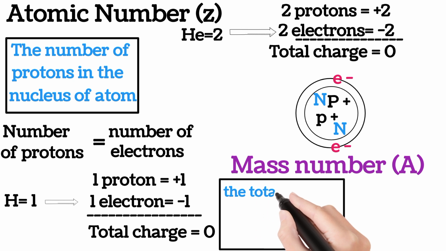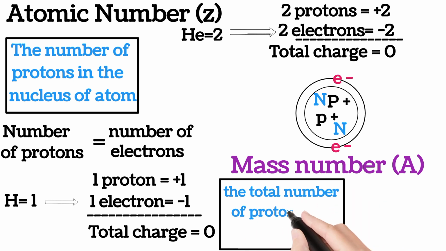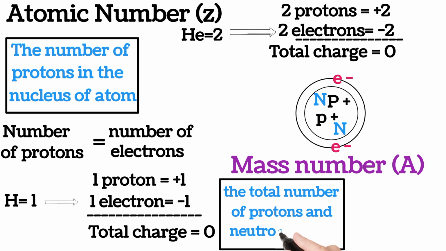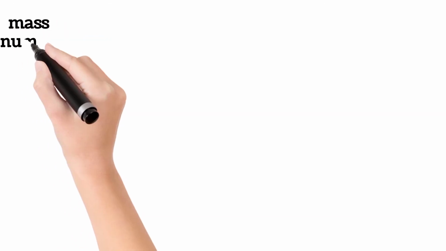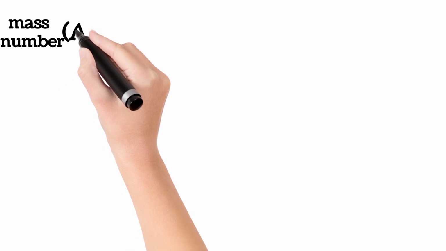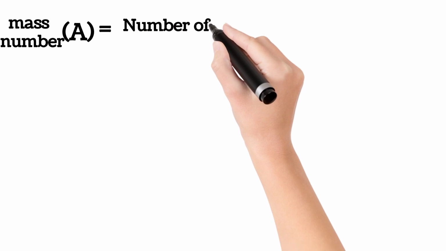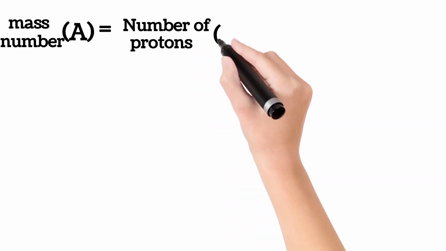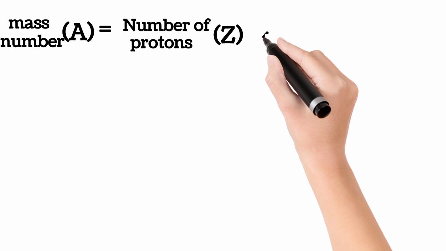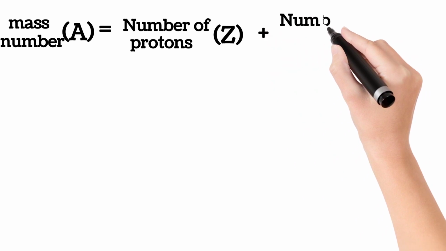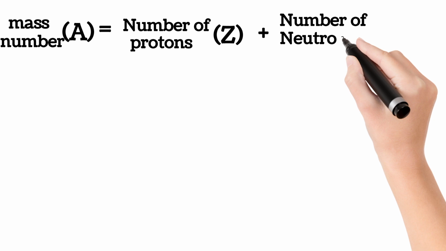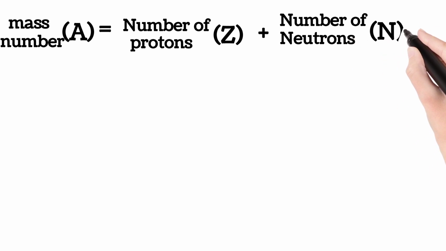The total number of protons and neutrons in the nucleus of an atom is what we refer to as the mass number. So the mass number can be expressed mathematically as A equals what? The number of protons in the nucleus, denoted by Z, plus the number of neutrons, denoted by N. So this is the formula for calculating the mass number of any given atom.